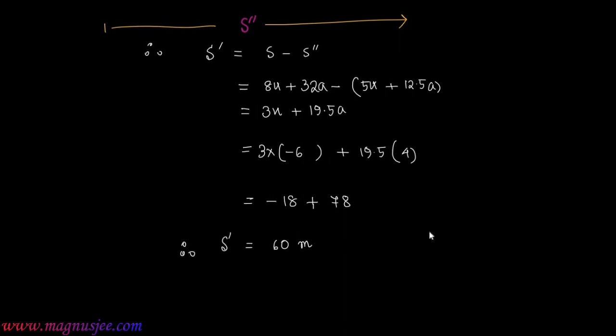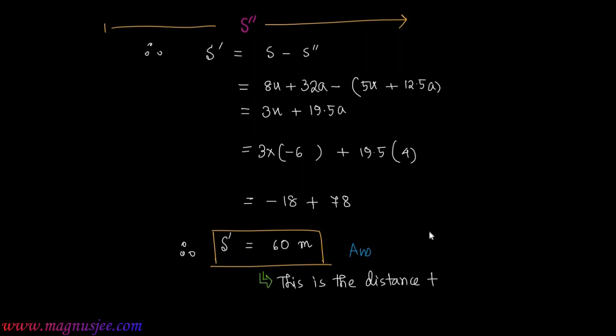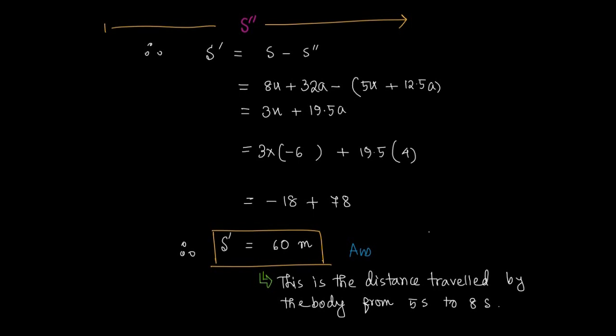S prime equals 60 meter. This is the distance traveled by the body in the next 3 seconds after 5 seconds. That is the final answer of this numerical: S prime is equal to 60 meter. This is the distance traveled by the body from 5 second to 8 second.